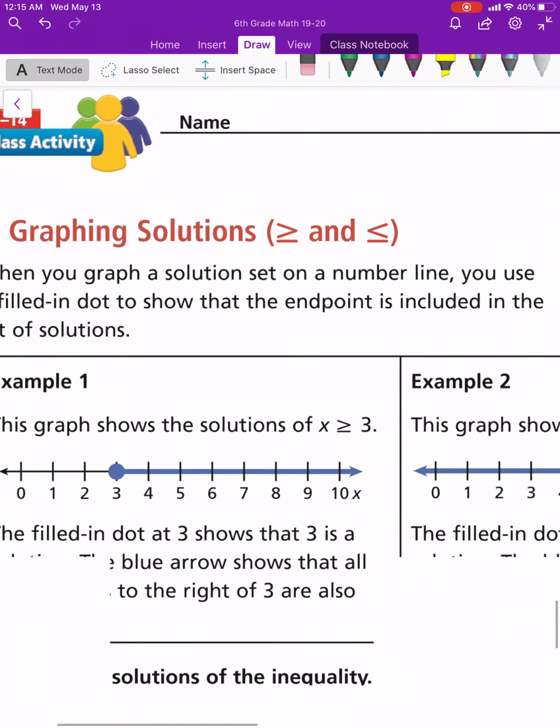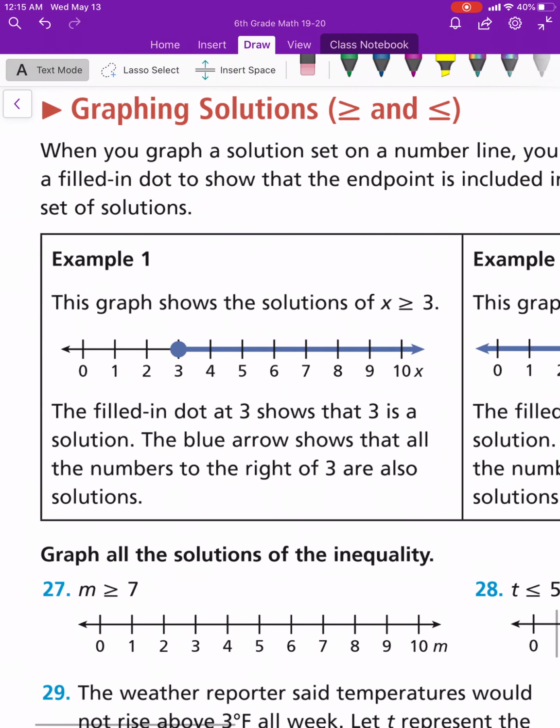Okay, moving on. Anytime we color in the dot, instead of leaving it open, that means that it does include that number. So for example, here we are coloring in the 3 and drawing an arrow this way, right? Because our equation shows us that x is greater than or equal to 3.